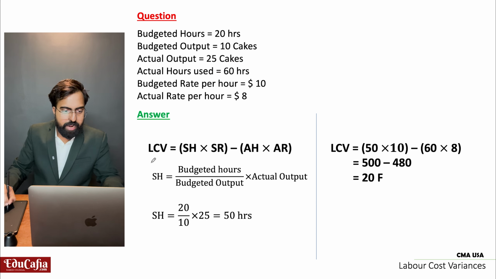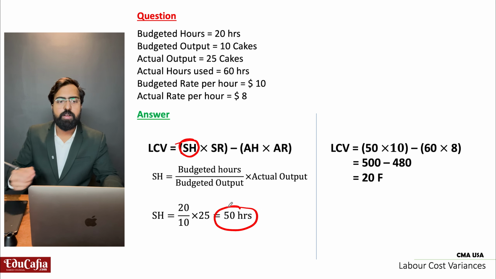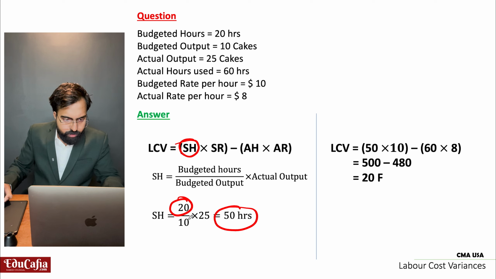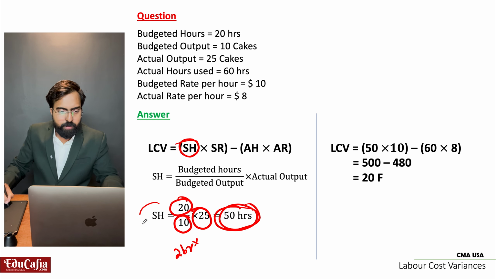So what is the equation? LCV is equal to SH into SR minus AH into AR. What is the standard hour? Standard hour we already calculated as 15 hours, because 20 hours were used for 10 cakes, so 2 hours for one cake, into how much they actually produced, 25. So 15 hours standardly.